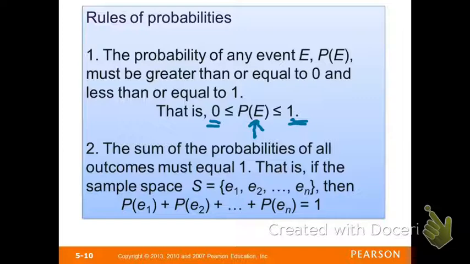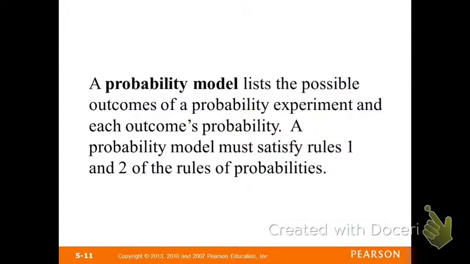Okay, and then the second rule of probability: the sum of the probabilities of all outcomes must equal 1. That is, if we have a sample space of all these possible events, then the probabilities of each event happening have to add up to 1. All right, so those are the two basic rules of probability. And these were true of our frequency distributions that we've already done in our samples up to this point. So that's a couple of rules we'll look at.